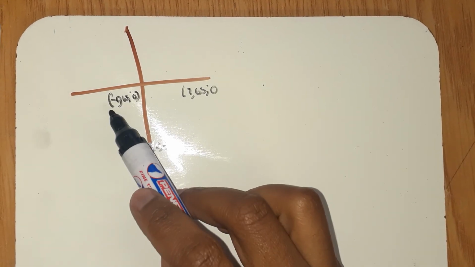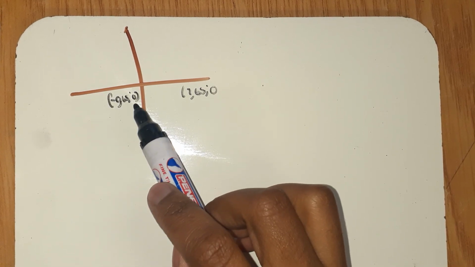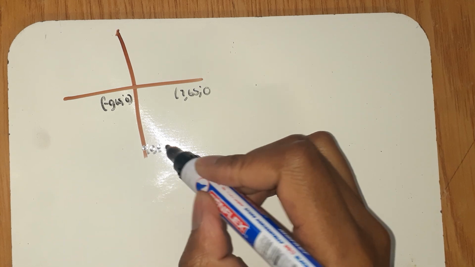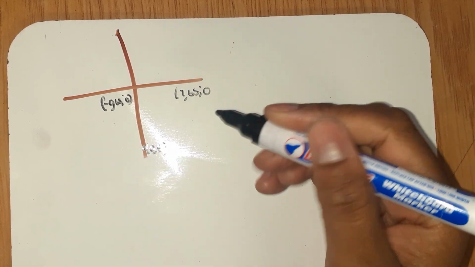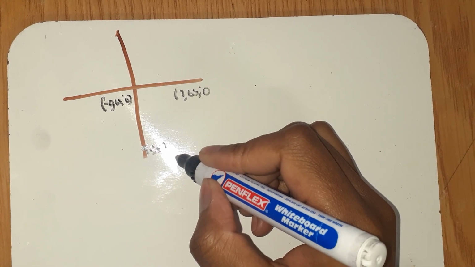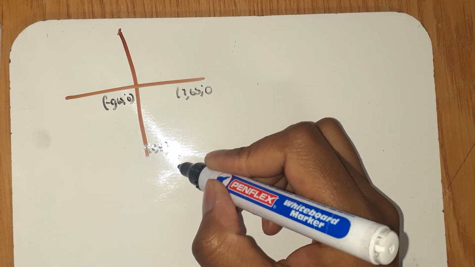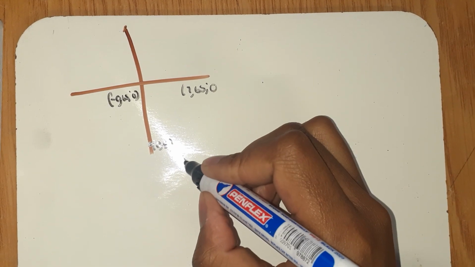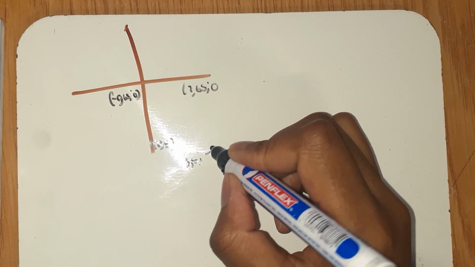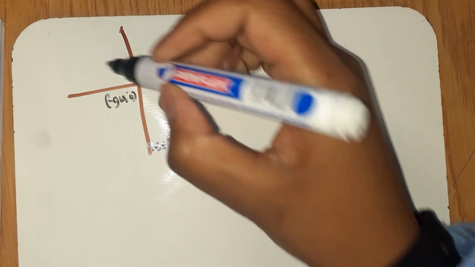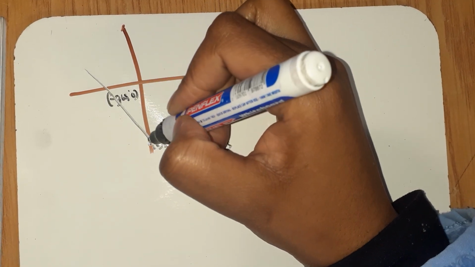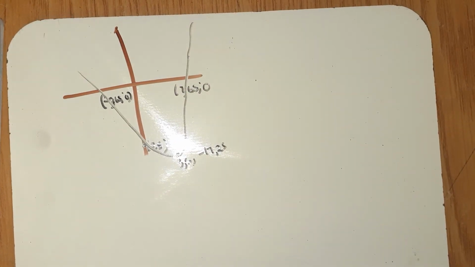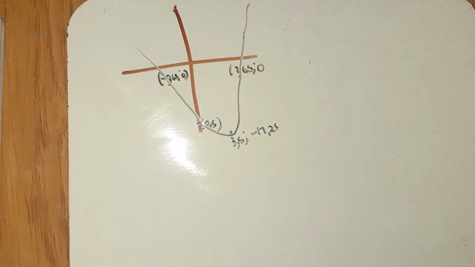So this is the 2x coordinate, negative 0,65 and 0, and 7,65 and 0. And then we have here the coordinates 0 and 5. And then the turning point will be somewhere here, where you will have 3.5 as x and negative 17.25. So it's just down here. And then this graph will go like this, up here, and then end up there, like that.